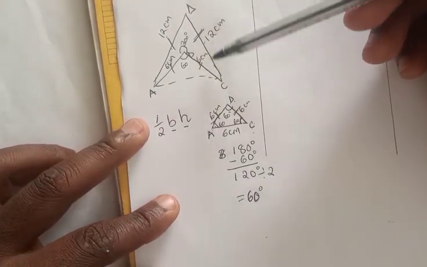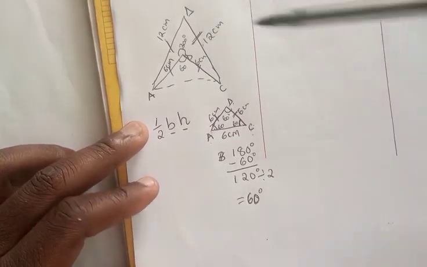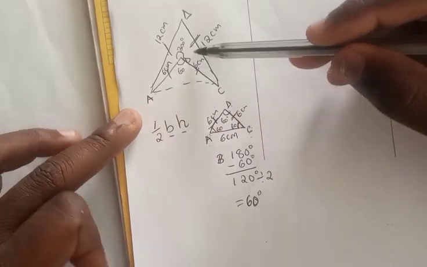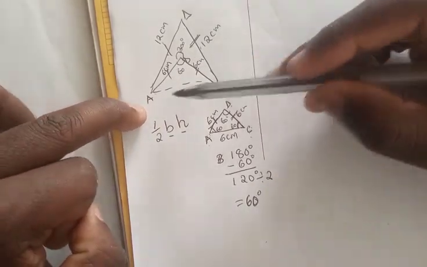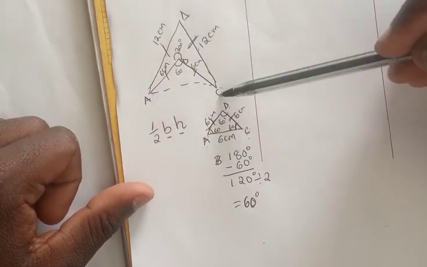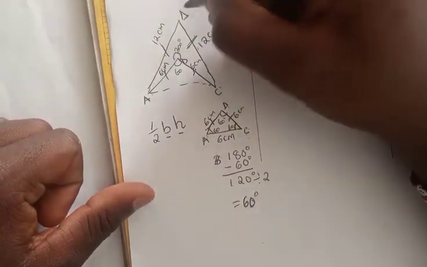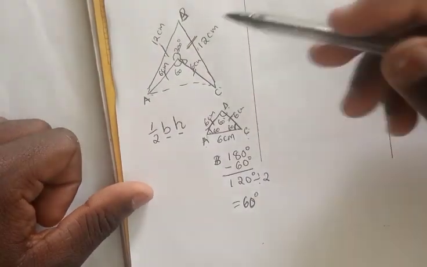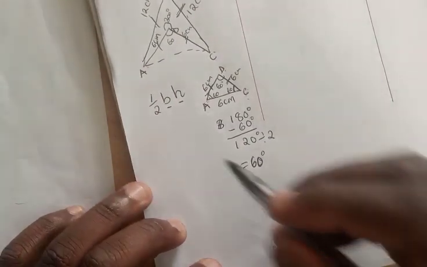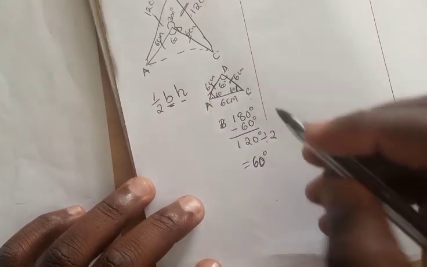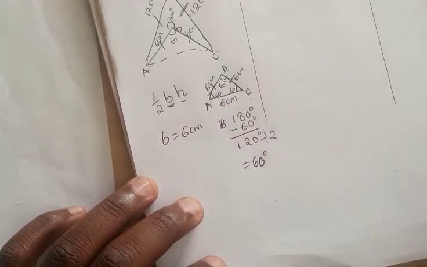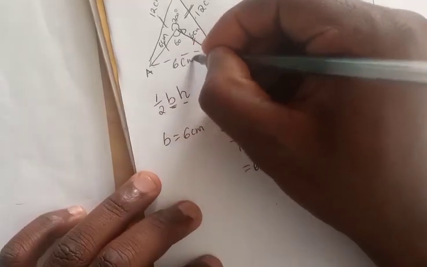We have two triangles, and to get the area, we must get the area of the small triangle, which is ADC, and also the area of the large triangle, which is ABC. Then we subtract. Now, we have the base, which is 6 centimeters.